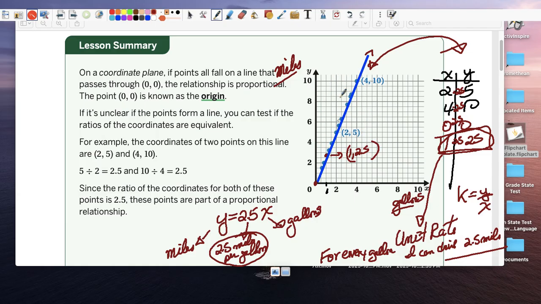But on a graph, right, if all they gave you was a graph and they ask you, is it proportional? Is it a straight line? Does it go through the origin? If those two are yes and yes, you have a proportional relationship. That's it. It can't get any simpler than that.